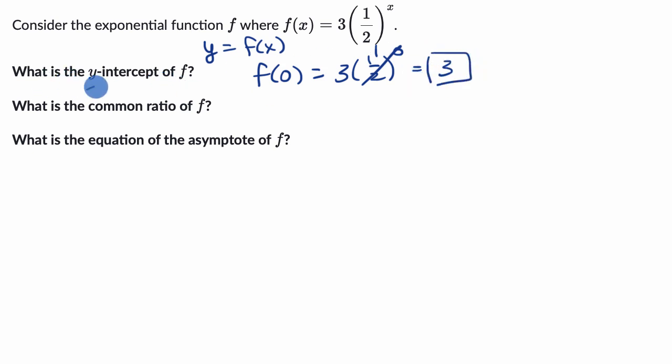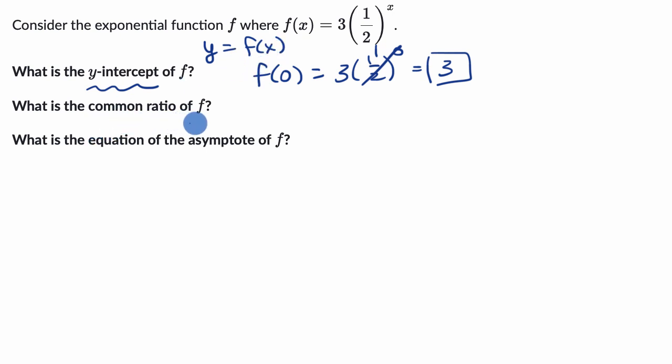Why do we call that the y-intercept? Because if you were to graph y equals f of x, when x equals 0, whatever the value of the function is, it's going to be intersecting the y-axis at that point.